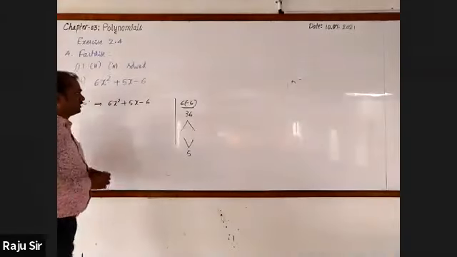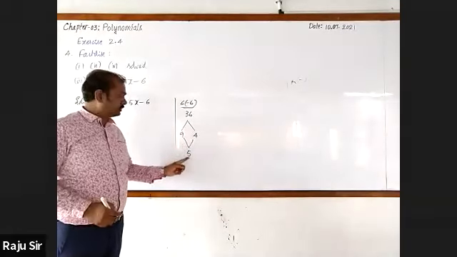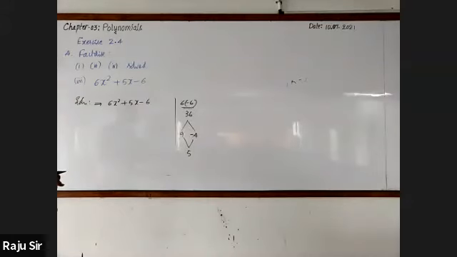Factors are 9 and minus 4. 9 fours are 36, but 9 plus 4 is 13. We want minus 36, so 9 and minus 4. Now 9 minus 4 is 5.